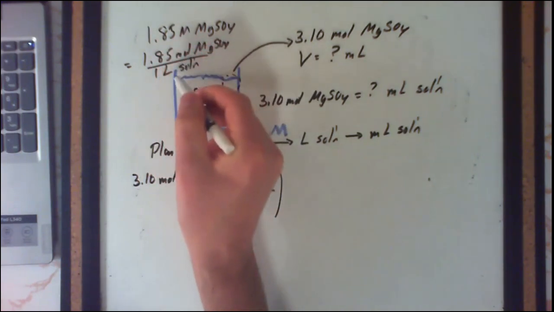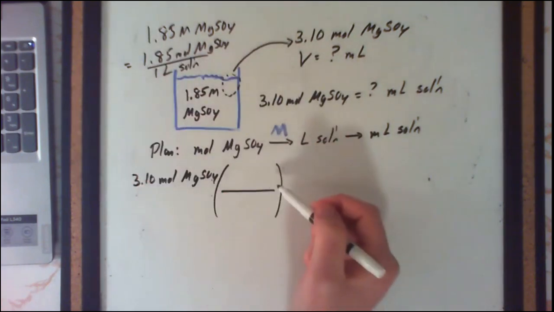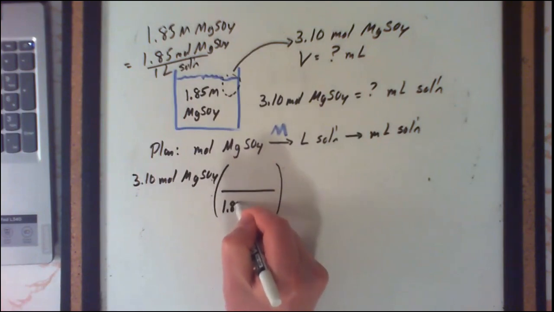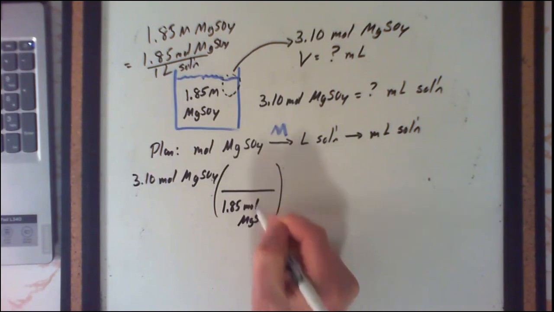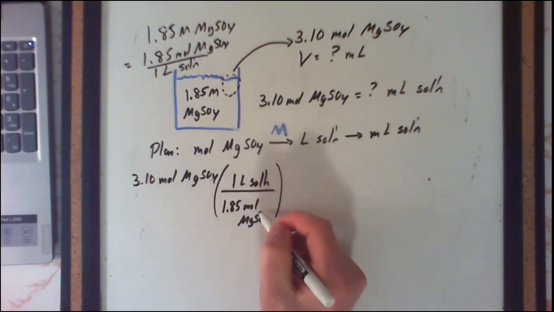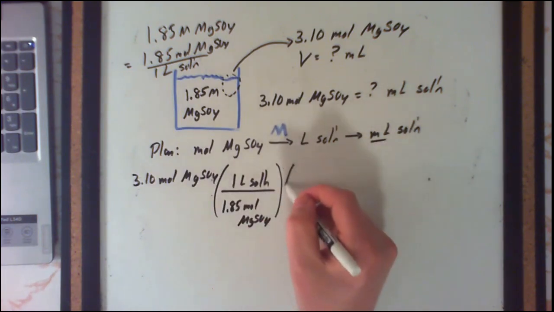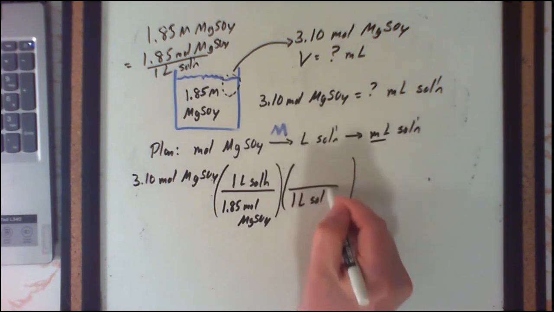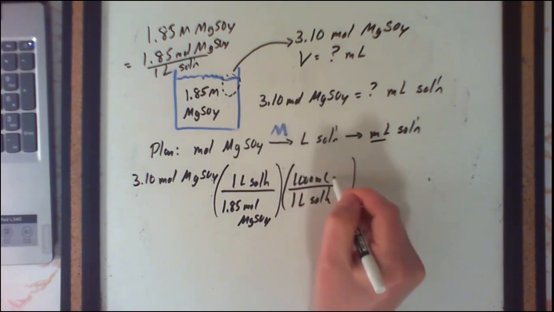So this might be the ratio I need, either in this form or flipped, in order to convert from moles to liters. So I want to have moles in the bottom: 1.85 moles of magnesium sulfate in the denominator, and 1 liter in the numerator. As we did before, we divide by the molarity to go from moles to liters. But then the question asks for milliliters, so the second step is to convert from liters into milliliters using the fact that there are 1,000 milliliters in a liter.